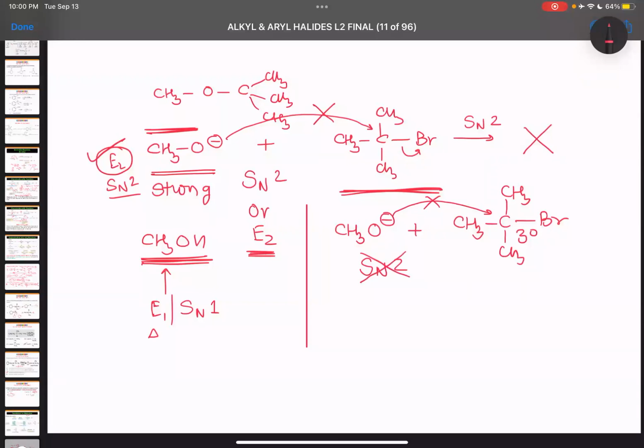Sir, here why won't SN1 happen, sir? Because it is a strong base, because you have taken an aggressive substance. Suppose if you would have taken this one.